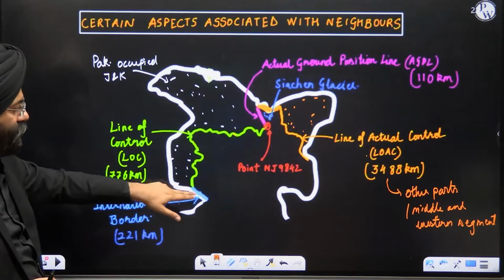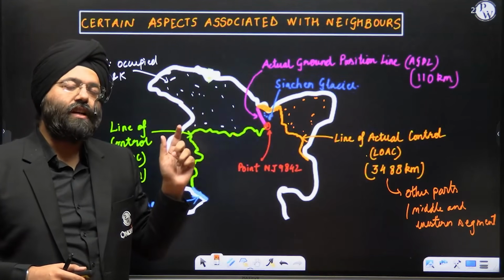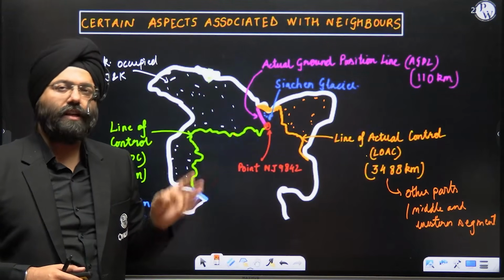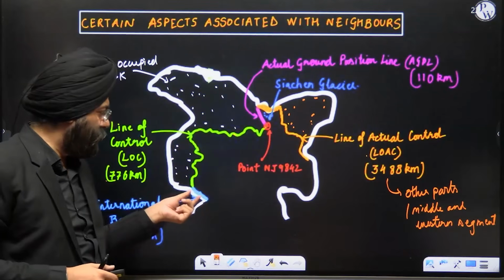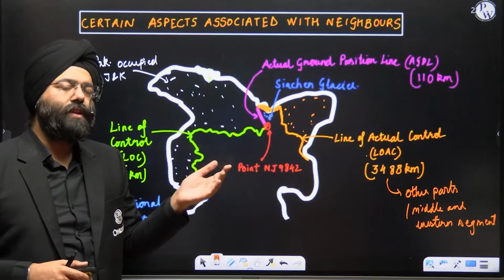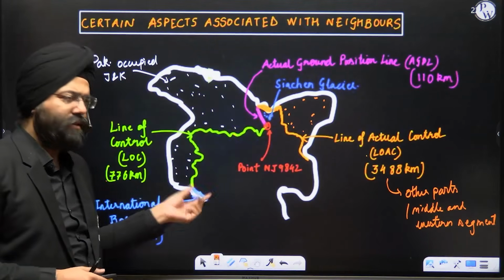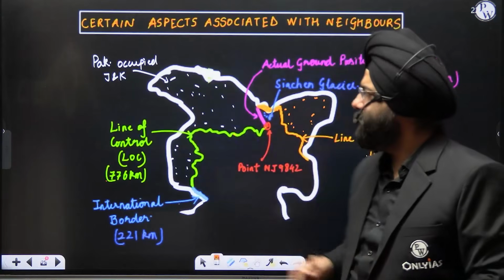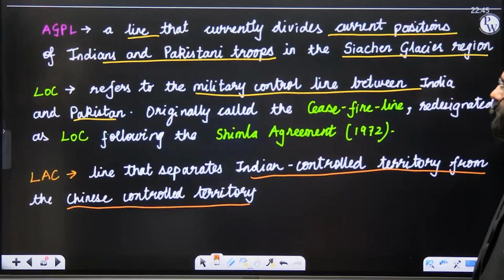And this is the international border. Please understand again, the border which you study as the Radcliffe line is also the international border, but we generally call it the Radcliffe line, and this particular segment is again the international border. Some books mention the complete Radcliffe line as the international border along with this. Those things vary from book to book, but this is something you should be aware of. Clear? Okay, let's move ahead.